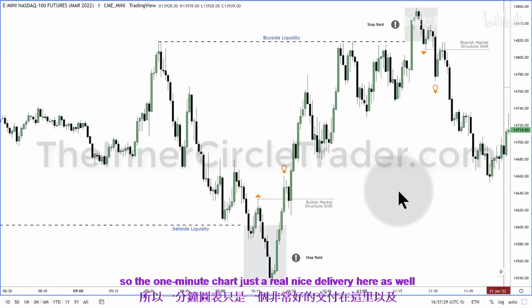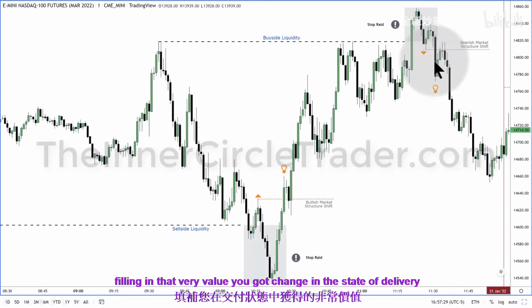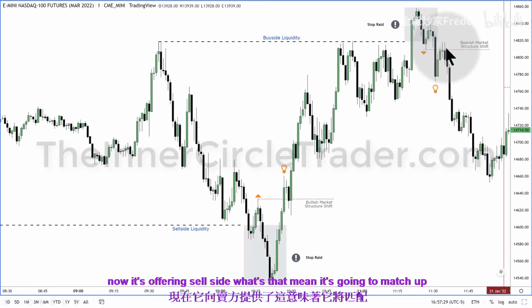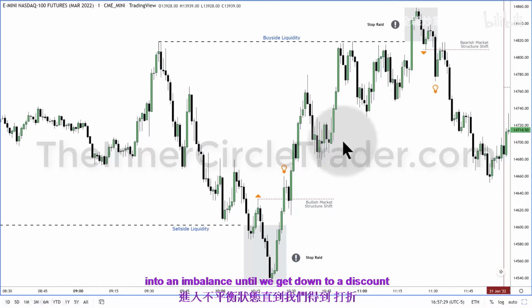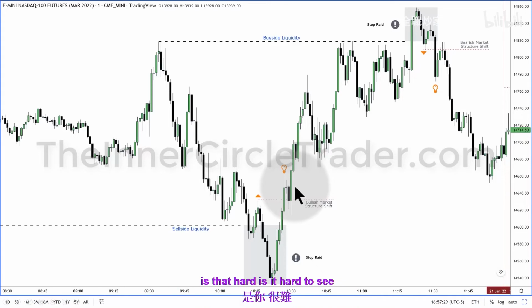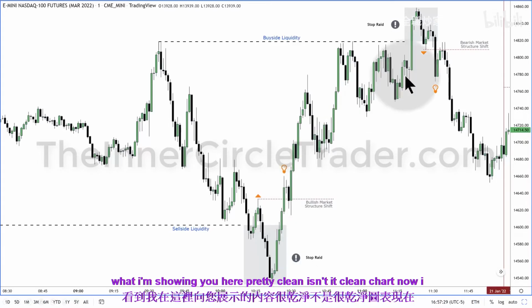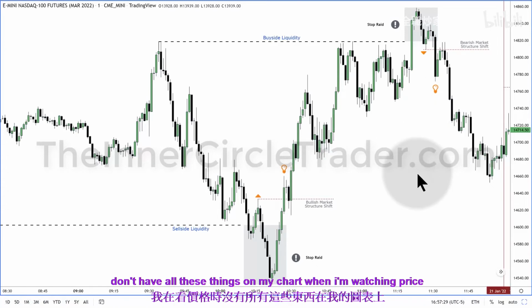So the 1 minute chart, just a real nice delivery here as well. Filling in that fair value gap, changing the state of delivery. Now it's offering sell side. What's that mean? It's going to match up sell stops. It's going to keep going below old lows and into an imbalance until we get down to a discount. Is it hard to see what I'm showing you here? Pretty clean, isn't it? Clean chart.